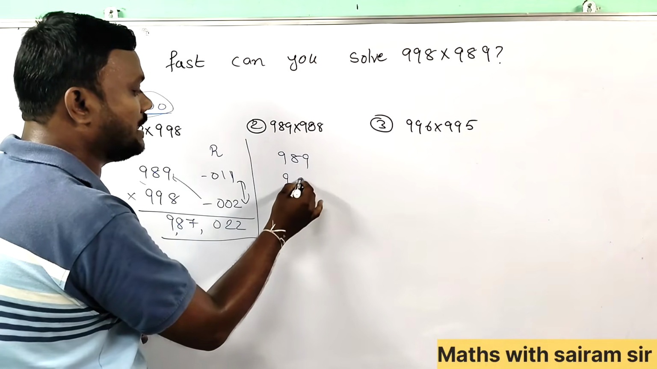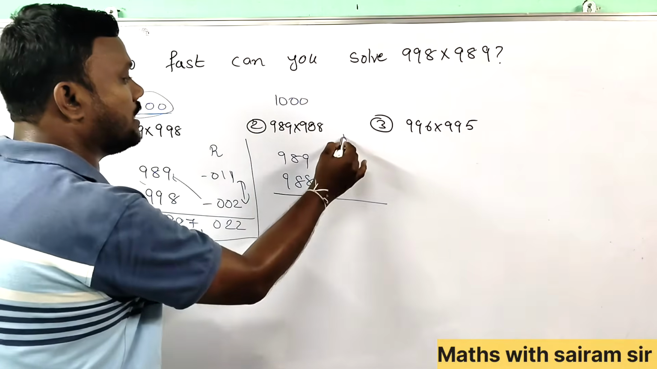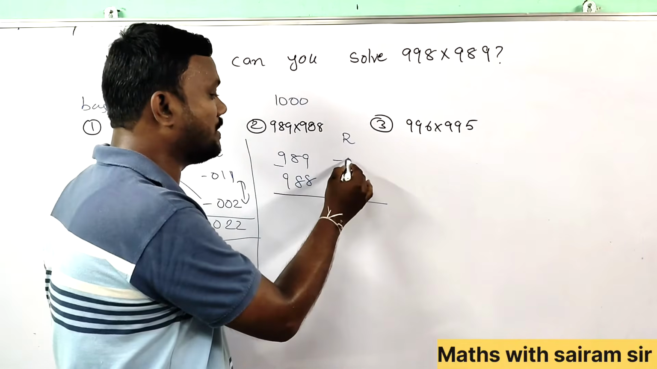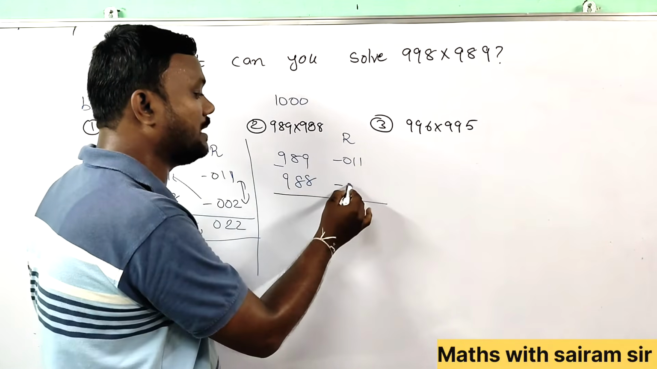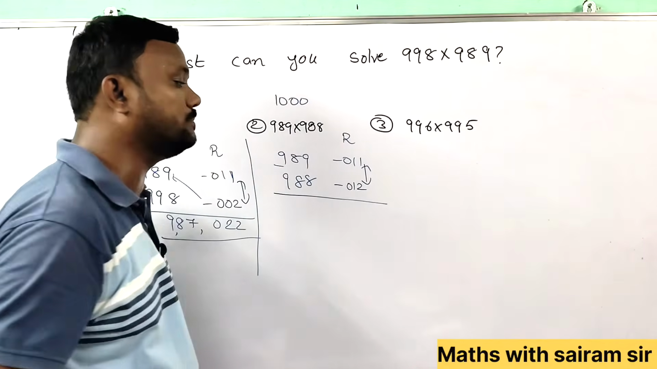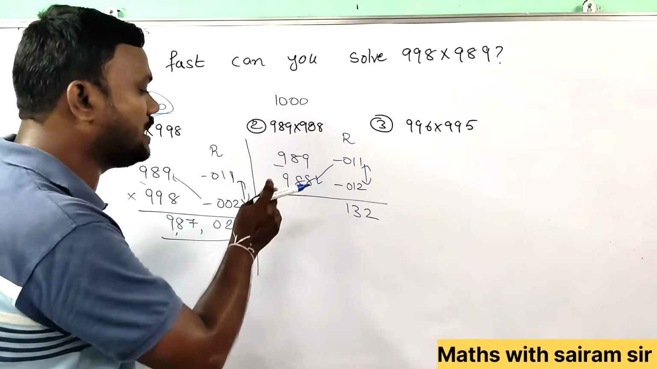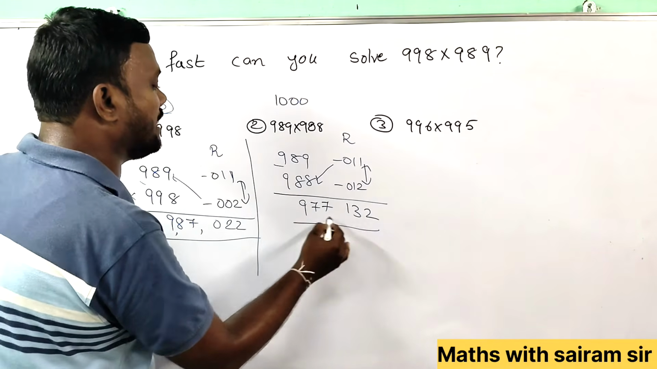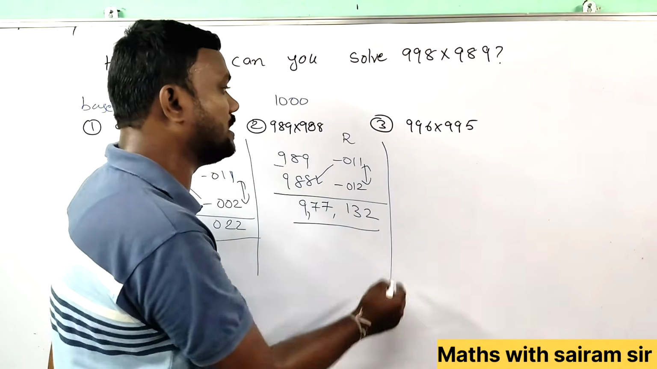In the same manner, let us see the next example. 989 into 988. Here again these two numbers are nearest to the thousand, so base is 1,000, so the right part should be in 3 digits. Here this is 11 less than the 1,000, so I'm writing it as minus 0 11, and here it is 12 less than this 1,000. I'm writing it as minus 0 1 2, and to get the right part of the answer we need to multiply these two. 11 12s are 132. I'm writing it as 132, and cross subtraction: 988 minus 11, that means 977. So our final answer is 9,77,132.